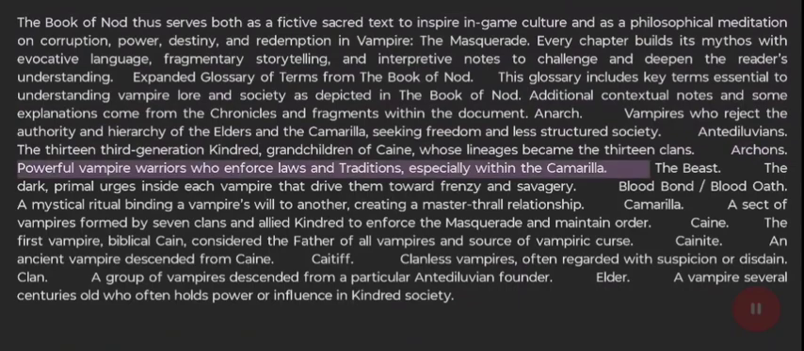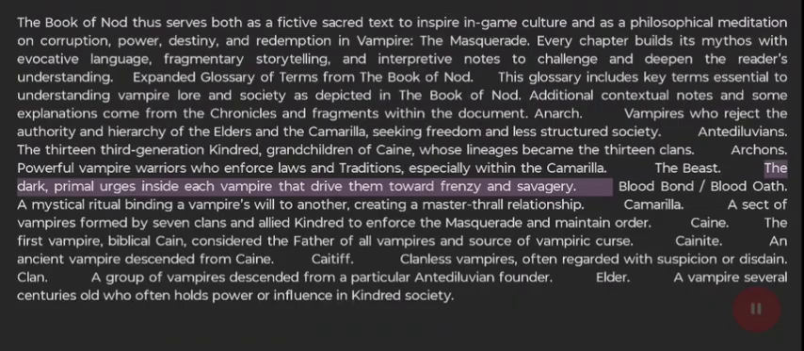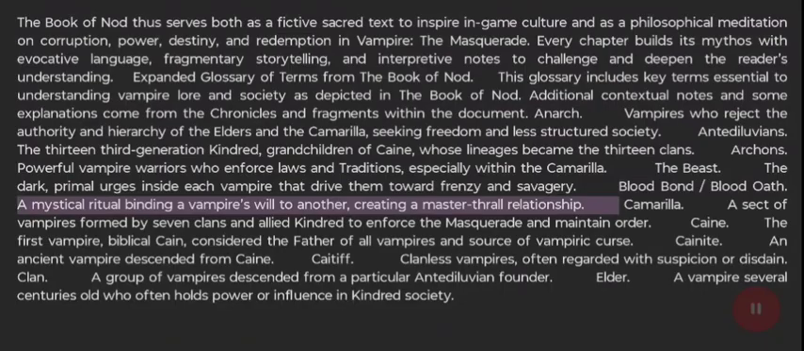Archons. Powerful vampire warriors who enforce laws and traditions, especially within the Camarilla. The Beast. The dark, primal urges inside each vampire that drive them toward frenzy and savagery. Blood bond, blood oath. A mystical ritual binding a vampire's will to another, creating a master-thrall relationship.